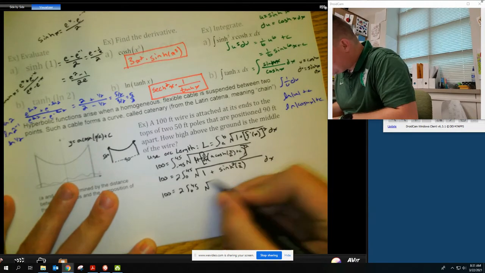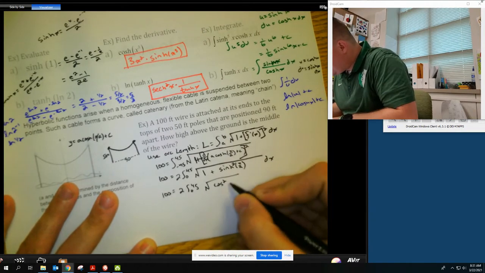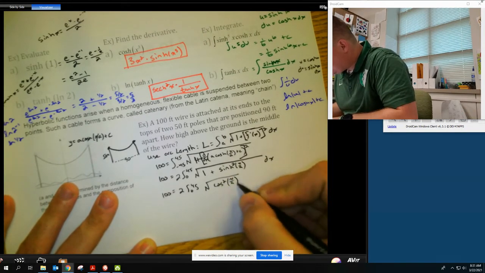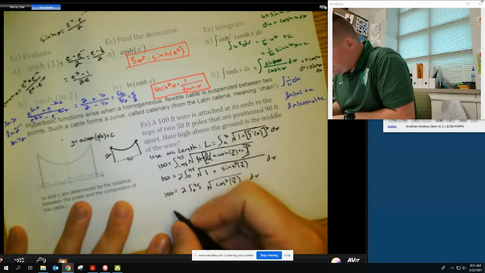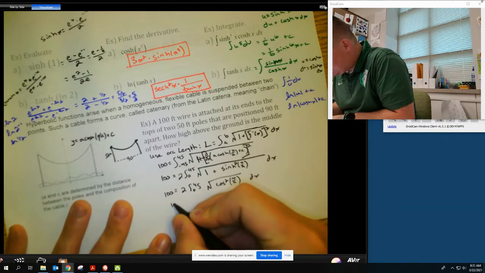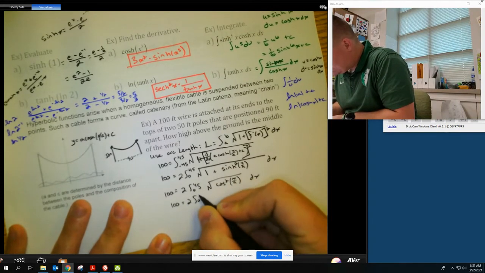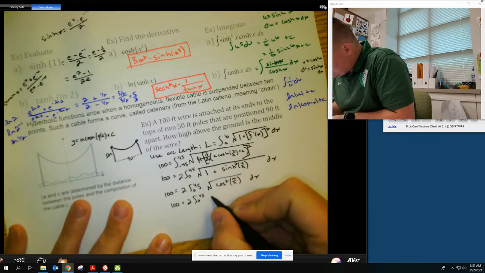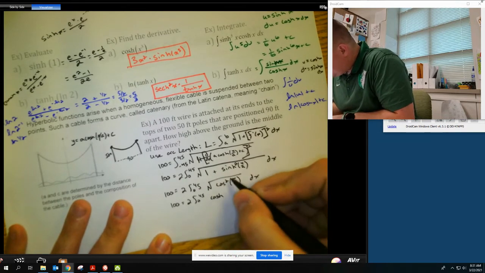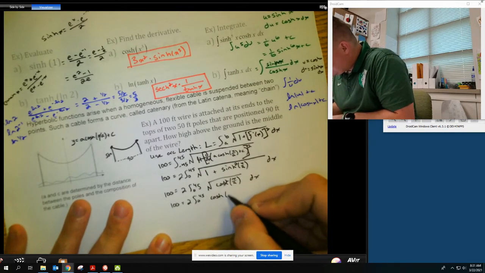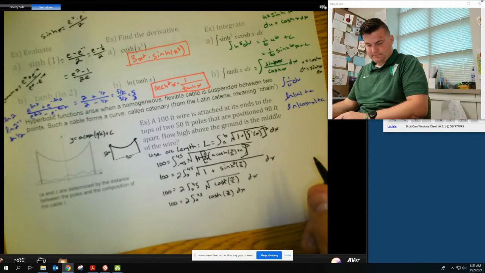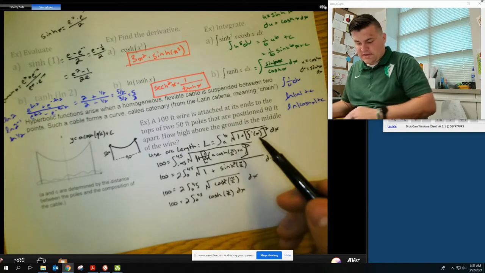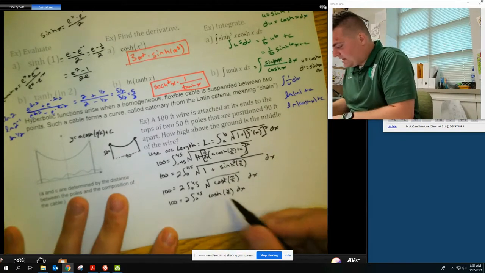So this is going to be cosh squared of x over a dx, which is going to end up being cosh of x over a dx. All right, and then when we do the antiderivative of this, look at mini u sub right there.